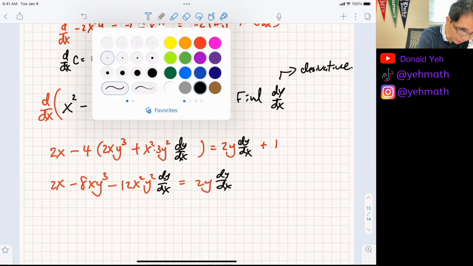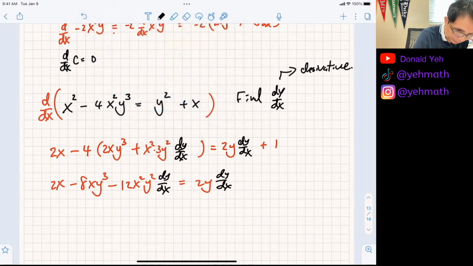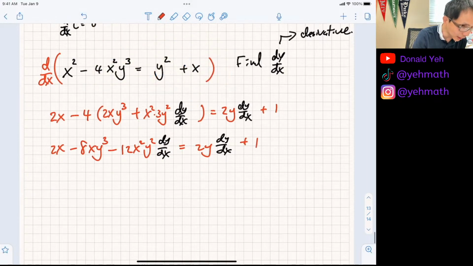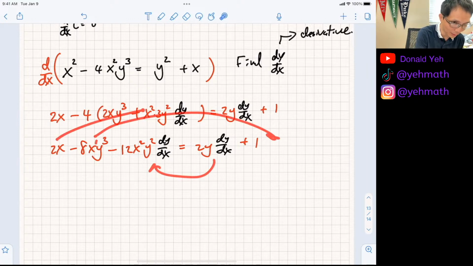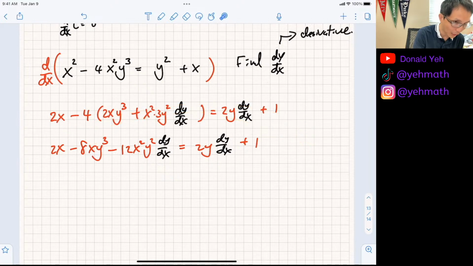Now, what is interesting is this. I'm going to get dy/dx by itself because the whole goal is I'm looking at what is the change of y over the change of x, which is dy/dx, which is the derivative I'm looking for. Now, this is the part I'm going to isolate. So I'm going to move this to this side, and then move this to this side. Does that make sense or no? I'm going to get the dy/dx term by itself.